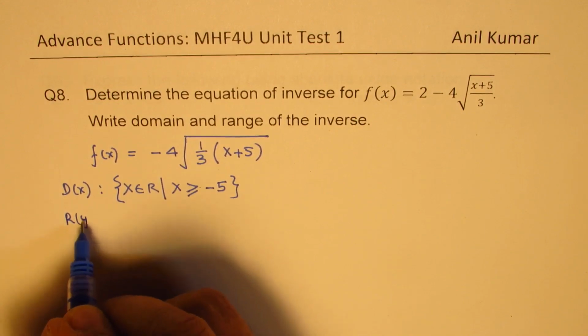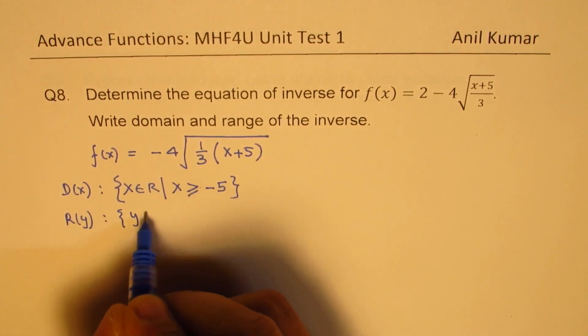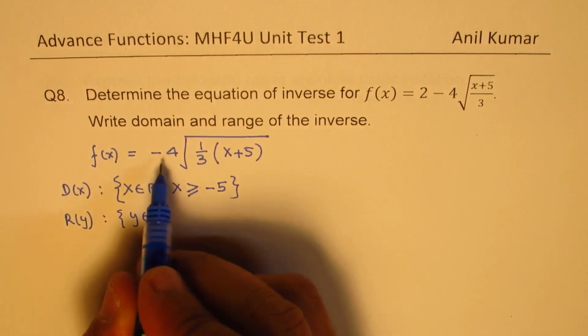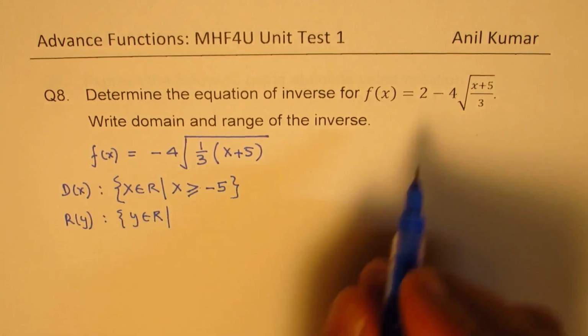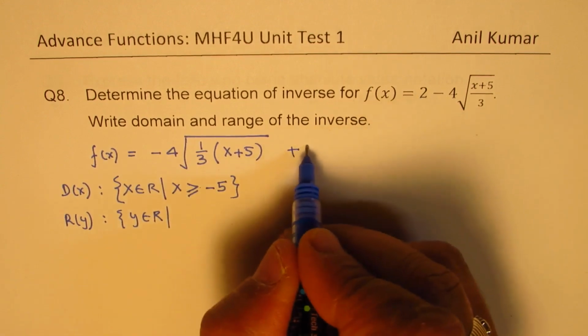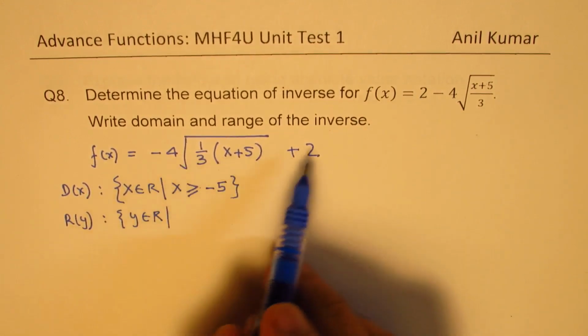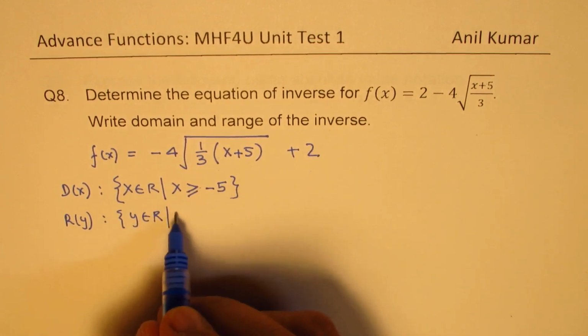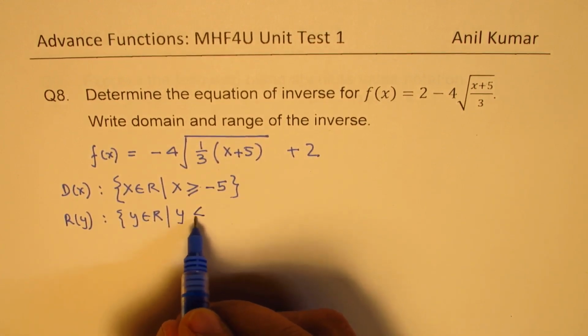As far as the range of this function is concerned, the y value belongs to real numbers, and that is a reflection on the x-axis, so it is always decreasing, right? I'm sorry, plus 2 here. Okay, it is always decreasing, and decreasing from the value 2. So y is always less than or equal to 2.